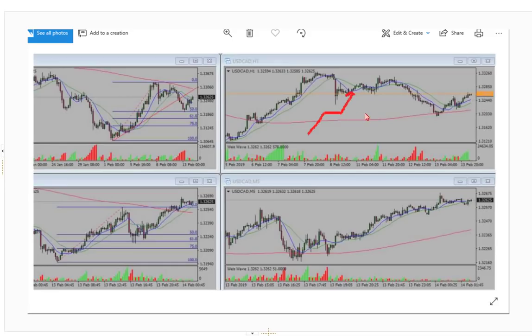Or you could see where the move started in the Asia session, and then all of a sudden at 2 a.m. it pulls back, at 3 a.m. you get kind of a breakout failure, double top kind of setup, and then that could be your setup.